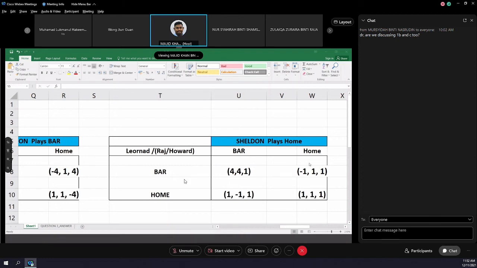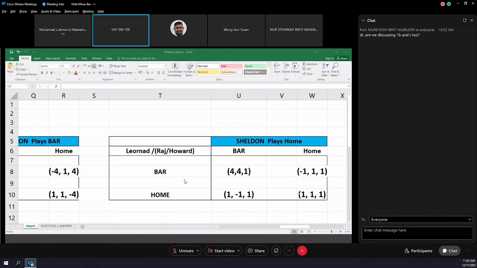Okay, next, let's go to Yap Xin Yi. Are you there? Good morning. Can you explain to me how you get -1, 1, 1? For the first one, Leonard went to the bar, but there is no Raj and Sheldon there, so he will go alone, which is -1.